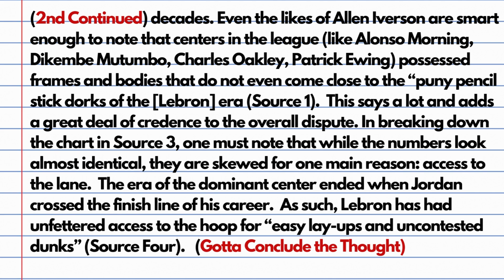In breaking down the chart in source 3, one must note that while the numbers look almost identical, they are skewed for one main reason: access to the lane. The era of the dominant center entered when Jordan crossed the finish line of his career. As such, LeBron has had unfettered access to the hoop for easy layups and uncontested dunks. Source 4.